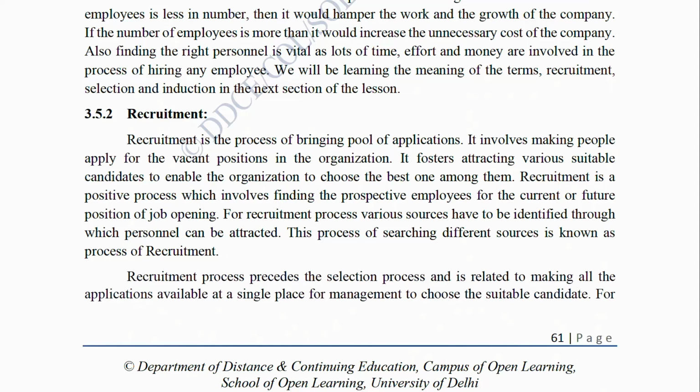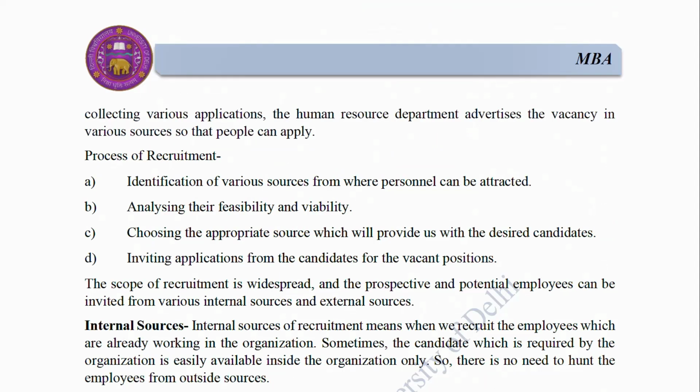The recruitment process precedes the selection process and is related to making all the applications available at a single place for management to choose the suitable candidate. For collecting various applications, the Human Resource Department advertises the vacancy in various sources so that people can apply.